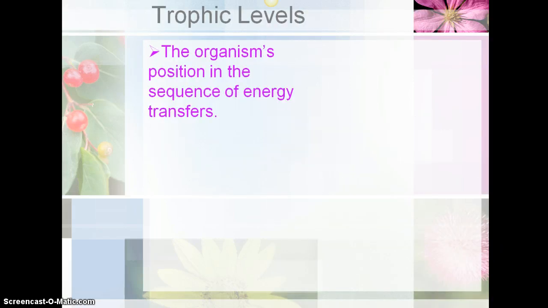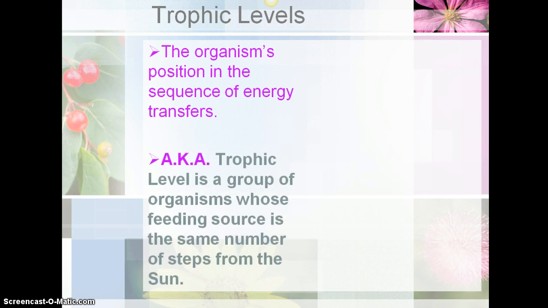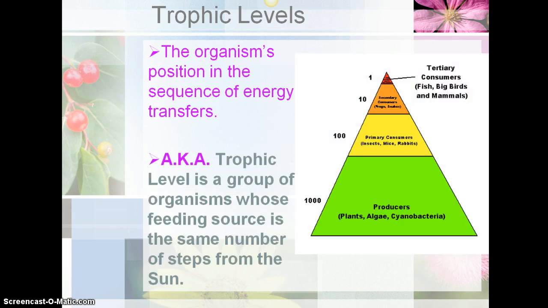So our trophic levels, this is the organism's position in a sequence of energy transfers. So a trophic level is just a group where you fall in this kind of pyramid here. And so down at the bottom we have the producers, and we always have to have more producers than we do consumers in order to have enough energy for the consumers. And then we'll go up one, we have our primary consumers, secondary consumers, and tertiary consumers. So you can see some examples there.